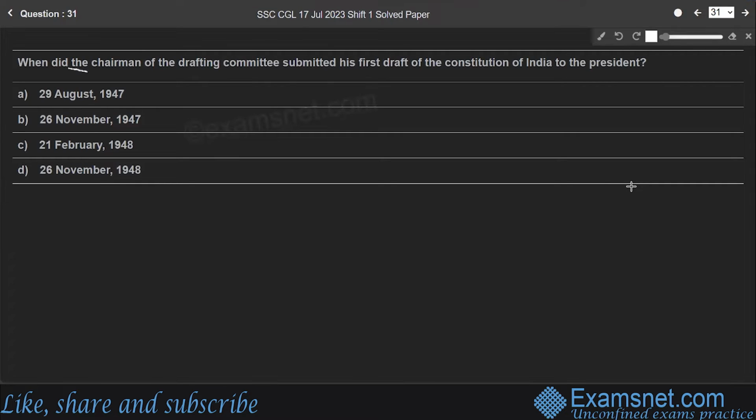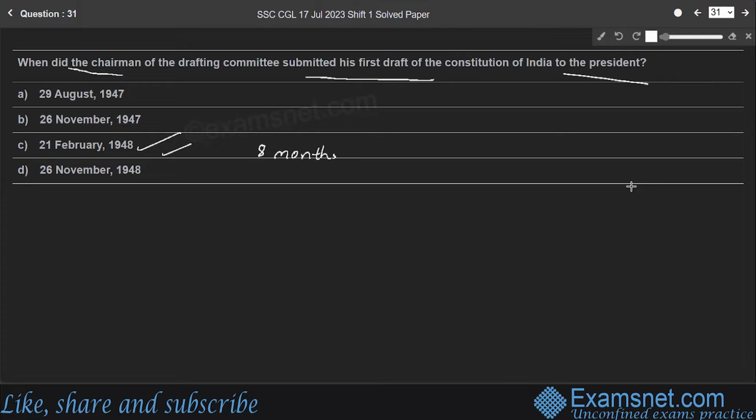Question 31. When did the chairman of the drafting committee submit his first draft of the Constitution of India to the president? On 21st February 1948, so option C is the answer. The drafting committee, after taking into consideration the proposals of the various committees, prepared the first draft of the Constitution of India, which was published on 21st February 1948. The people of India were given 8 months to discuss the draft and propose amendments.